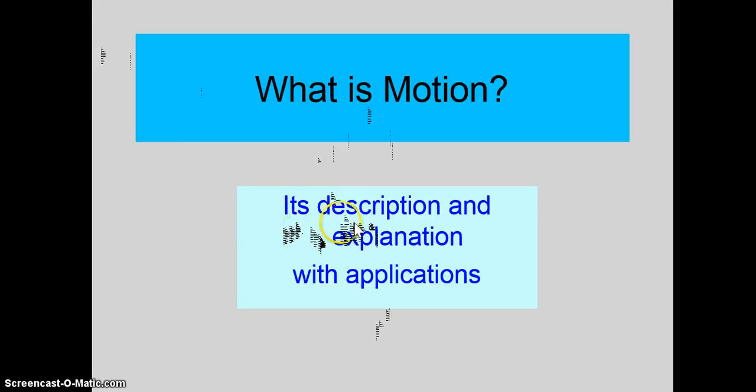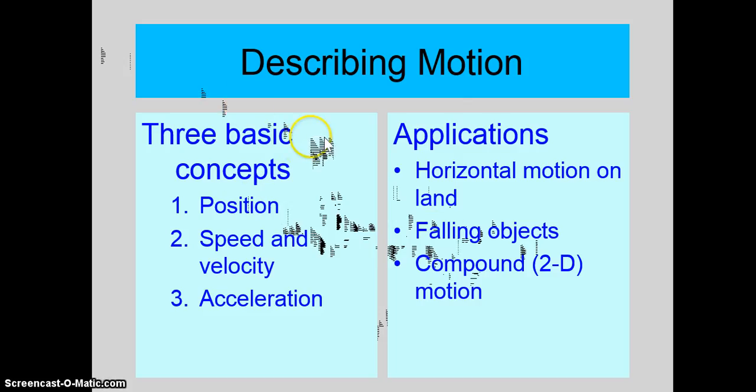There are descriptions of motion, which really have to do with Galileo, and then the explanation of motion, which involves force, which is Isaac Newton, who lived about a generation after Galileo. Anyhow, so the basic idea about motion starts with the concept of position, the idea of speed and velocity, which are actually two different quantities. They're related, of course.